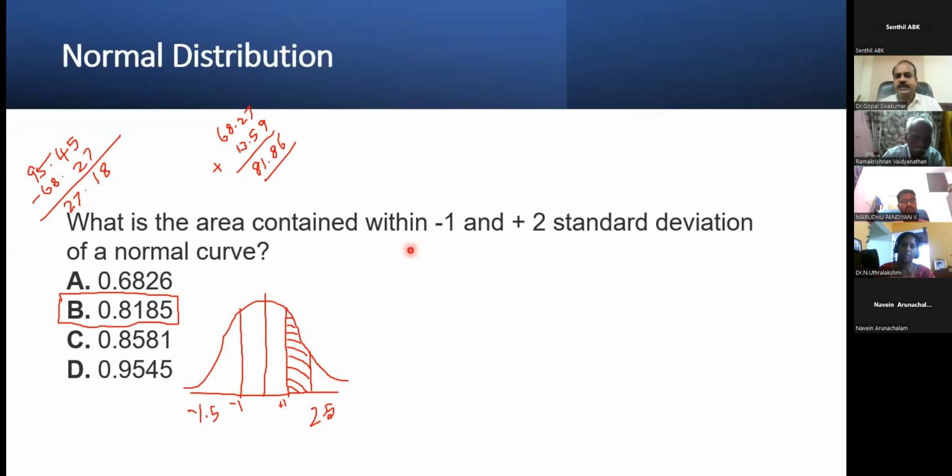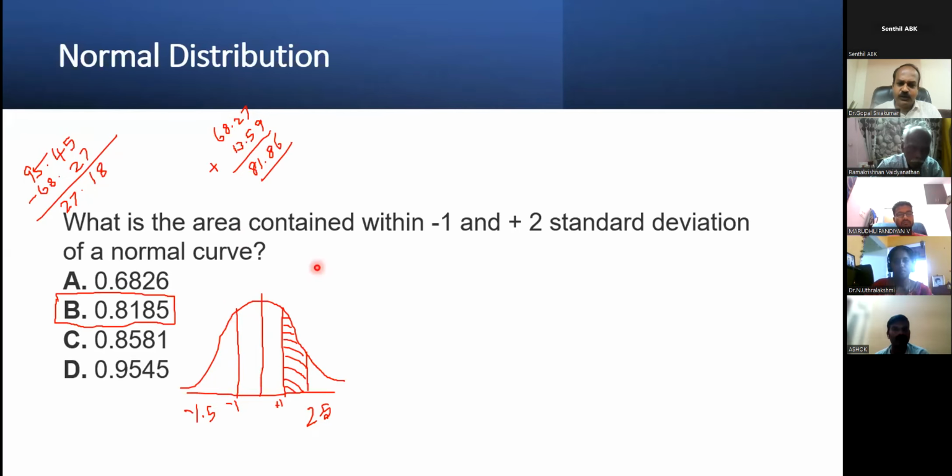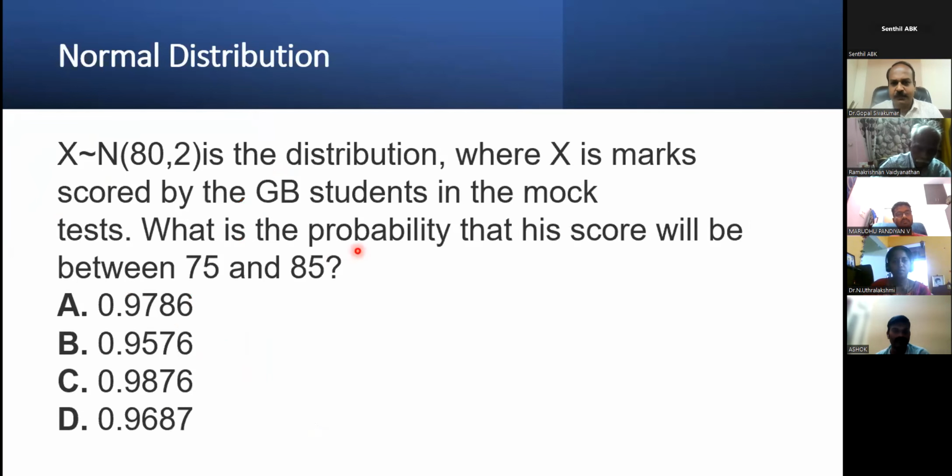So please remember this. But even if you don't remember any of these values, 68, 95, and 99.73, and so on, you can use Minitab and find out the answer. Minitab method also I'll show you. But for this particular problem, I don't think Minitab or Excel is required. Even the simple hand method, you can solve this. So that was not a tough job. Now moving on to the next question.